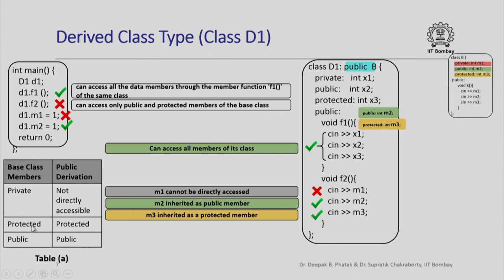Of course, such a data member which is protected within the derived class cannot be accessed from the main program, because protected data members can only be accessed from derived classes, but a data member that is public within the derived class can certainly be accessed from the main program.